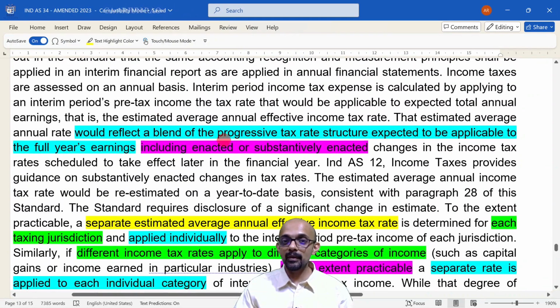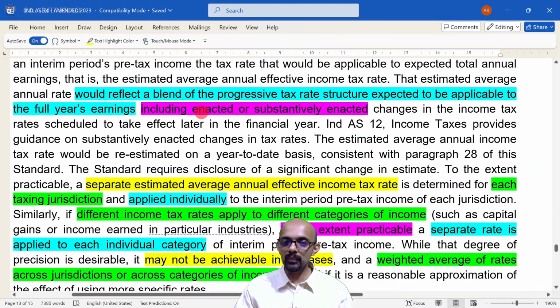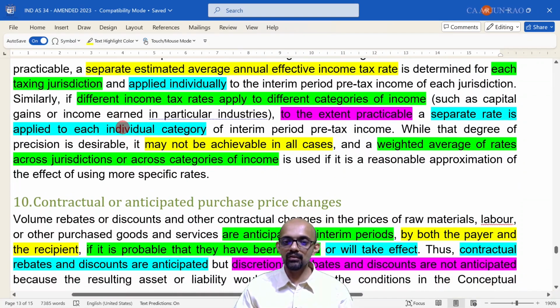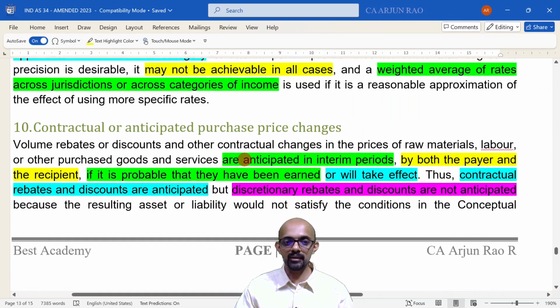The tax structure may be progressive, like a slab based system. Then you also calculate what slab you are likely to fall under and then calculate the rate. You have to include the impact of enacted or substantively enacted changes. All this is there in Ind AS 12. Jurisdiction wise also you can average it. If you can apply a separate rate to different categories of income like capital gains and business, and separate rates for jurisdictions, then well and good. Otherwise you can take just a weighted average of rates across jurisdictions and across categories of income.